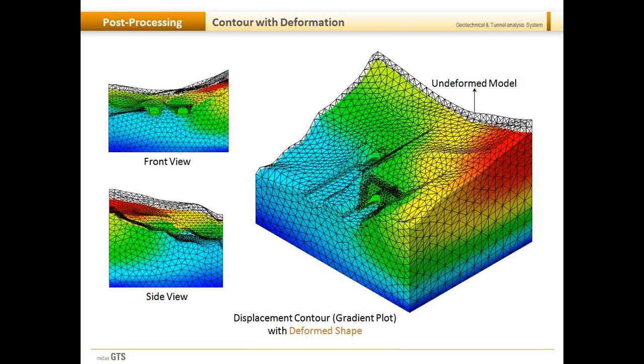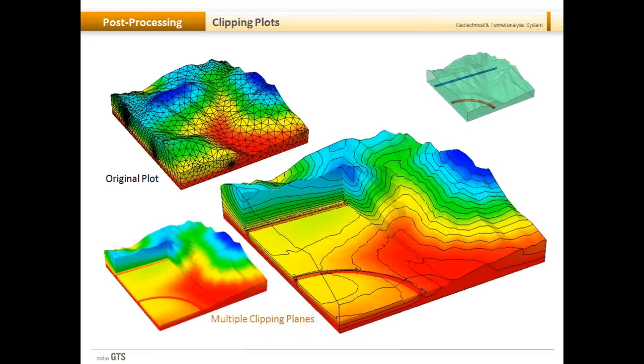We can also see the results or contours either in a deformed mesh or in an undeformed model. So both the deformed and undeformed results can be seen in the post-process option. Then we also have the feature of clipping plots. This feature is useful where we have a 3D geometry, and if we wish to see the results on the inside of the geometry or the mesh, then by using this option we can see our results, and we can also create multiple clipping planes.